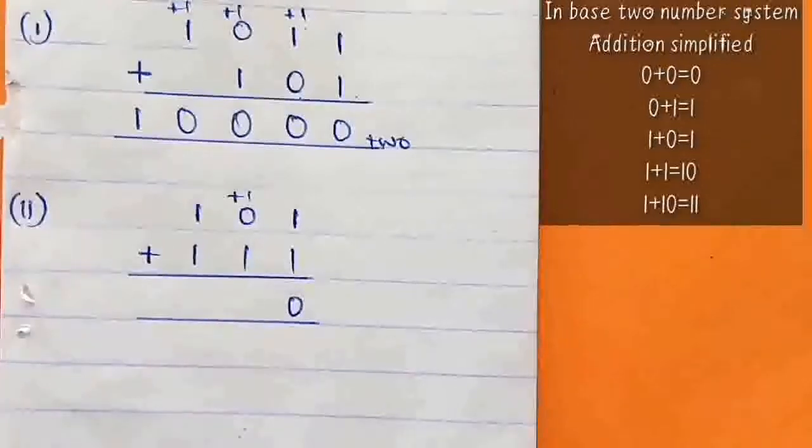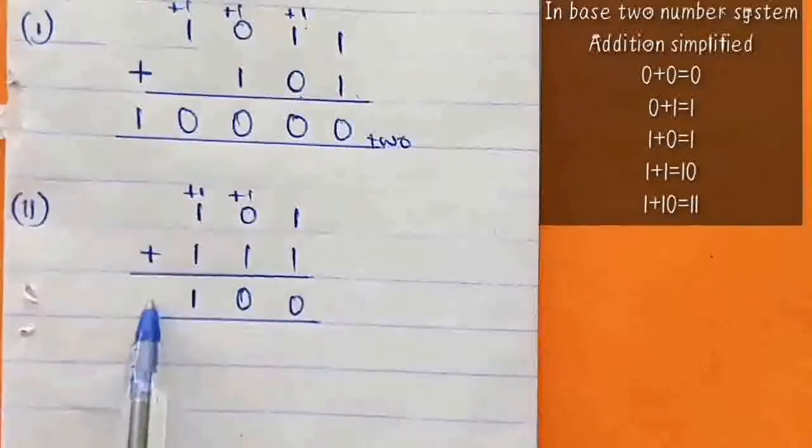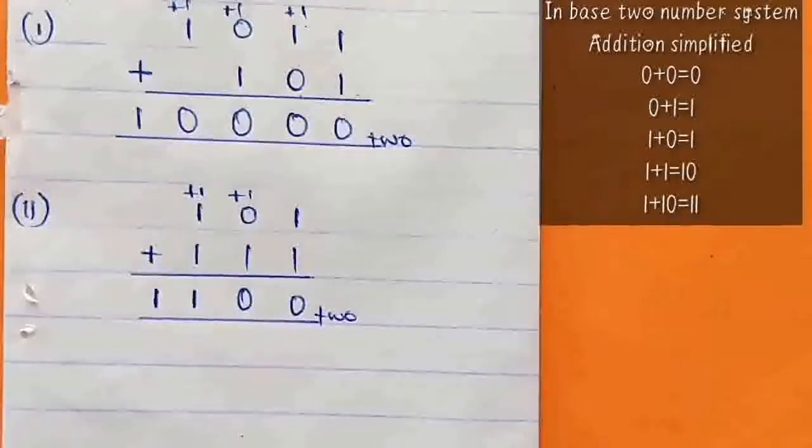0 plus 1 will give us 1 plus this one will still give us 1, 0. We write 0, carry 1 to the other column. 1 plus 1 will give us 1, 0 plus this one will give us 1, 1. Therefore, we write 1, carry 1 to the other column. The other column should be here. This is for base 2.